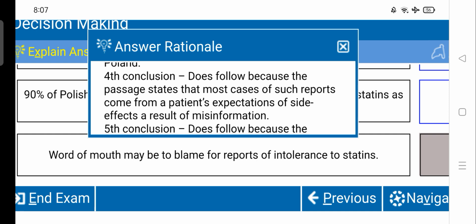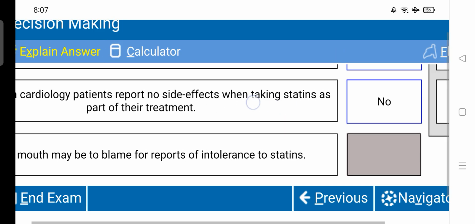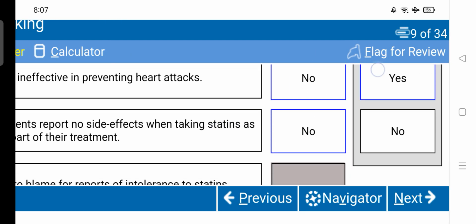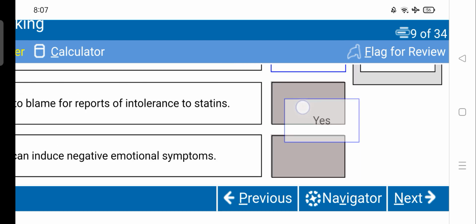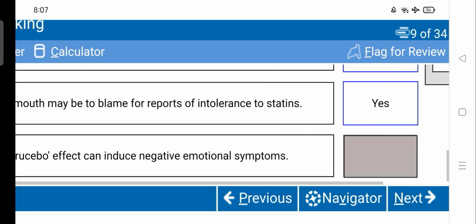So the fourth conclusion does follow. So that's why we will drag a yes and drop it here in front of this conclusion. Like this.